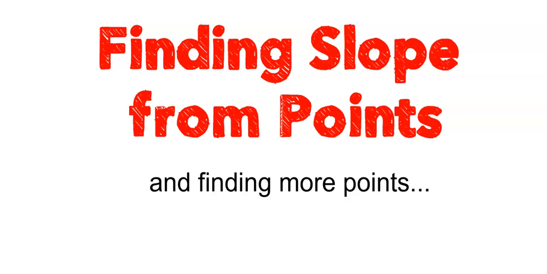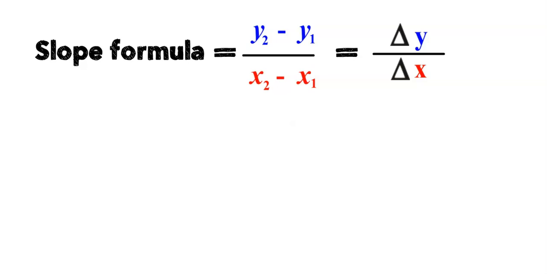How to find slope from 2 points, and how to find more points. In order to find the slope from 2 points, you need to use the slope formula, which can be written as y2 minus y1 divided by x2 minus x1, or can be written using these Greek letters, delta y, which means the changing of the y coordinates, and delta x, the changing of the x coordinates.